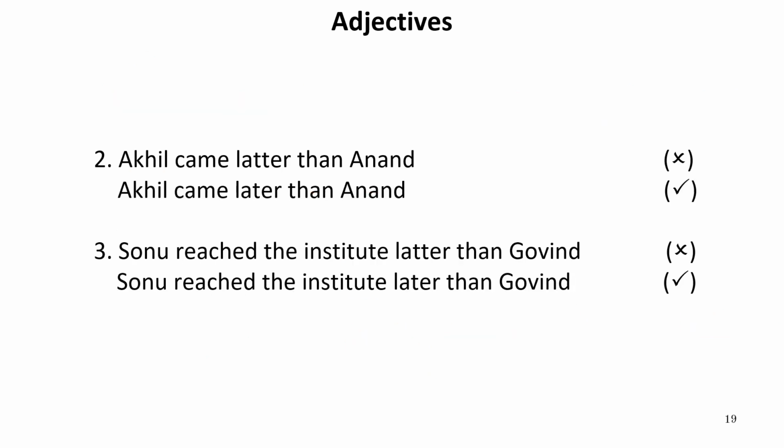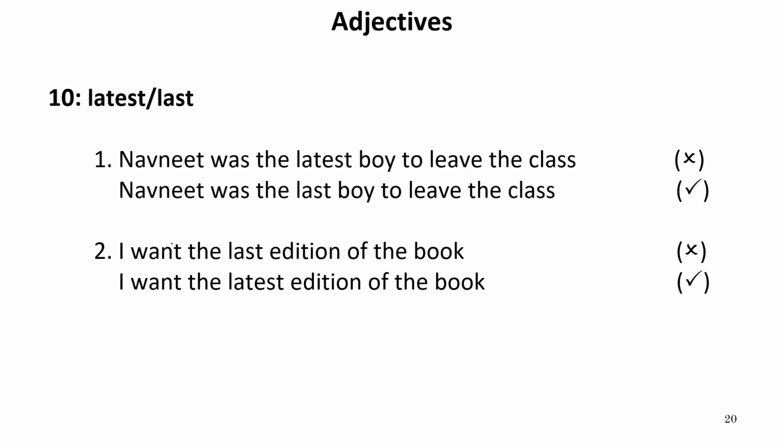Akhil came later than Anand. Now this is the time situation that Akhil came after Anand. So this latter should be replaced with later, which refers to after. It means first Anand came and after that Akhil came. Sonu reached the institute later than Govind. Again, it should be later than Govind, because first Govind came and then Sonu reached. Now let us move to the next one.